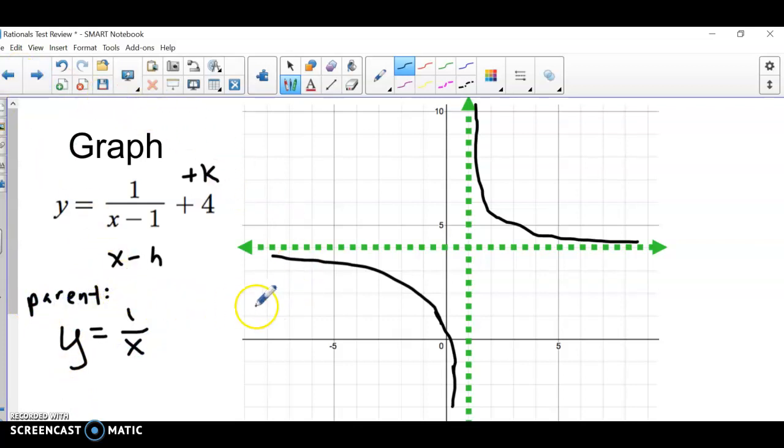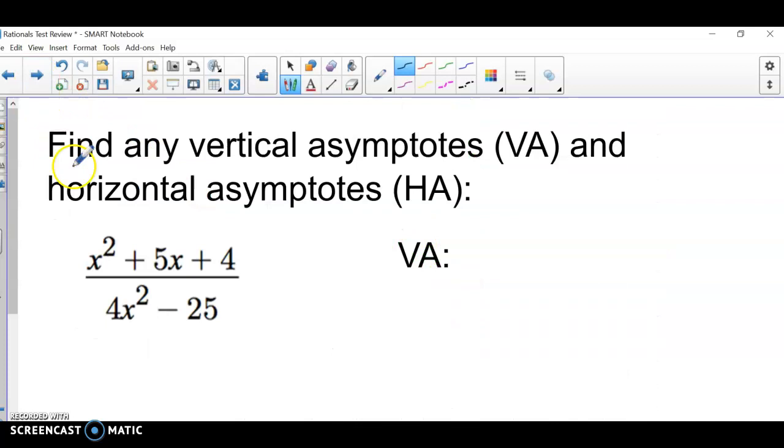So if you need to look at Desmos, you can go in and look at 1 over x. You can plug in whatever it gives you, see how it moves, see where it moves over 1, up 4, if that's what you need to do. All right, last stuff, we're looking at vertical and horizontal asymptotes. So we need to find those of this function here.